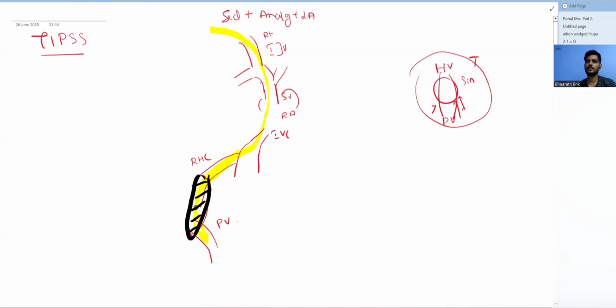And now you are bypassing the sinusoid. So the problem is at the sinusoid. You bypass the sinusoid. You connected the portal vein directly to one of the hepatic veins. So that is why it is transjugular intrahepatic portosystemic shunts. I'll tell you what are the advantages of this.